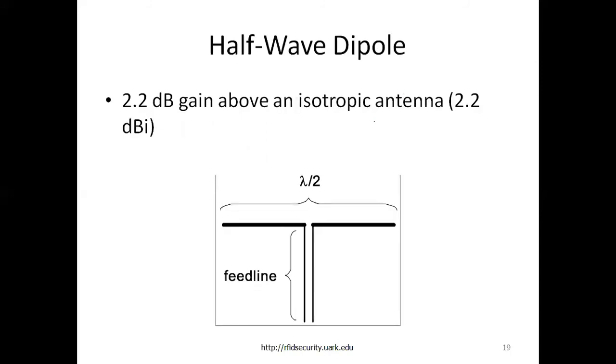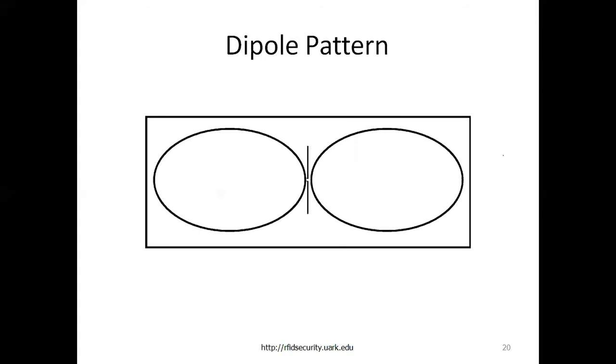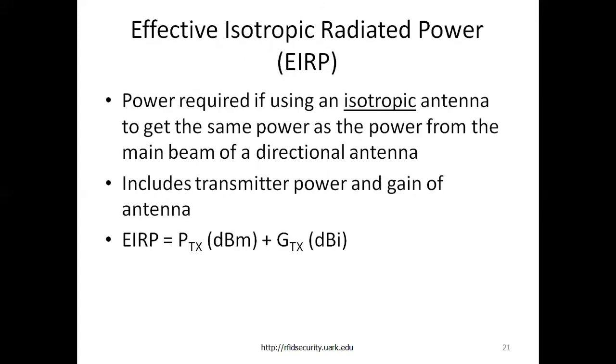This is the half wave dipole antenna, which gains 2.2 dB above an isotropic antenna, or we call it dBi. And this is lambda by 2 because it is a half wave dipole, divided into two parameters with the feeding line. This is the pattern of a dipole as we have previously discussed.